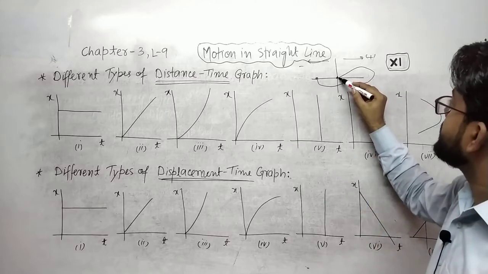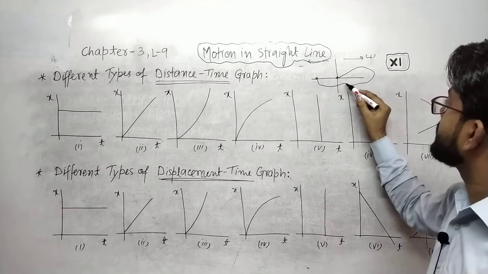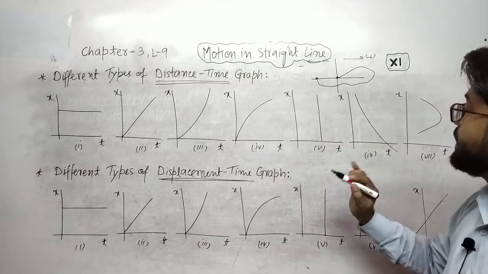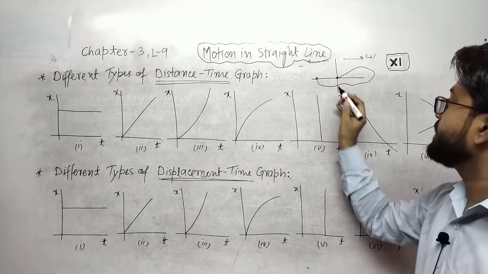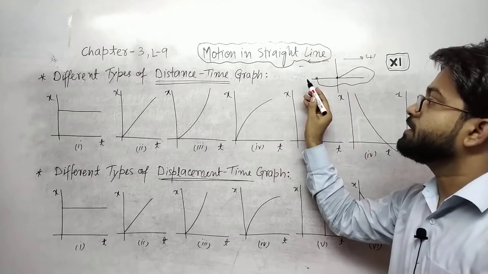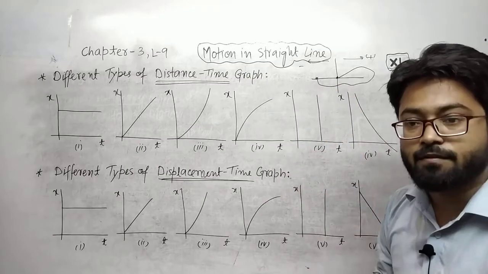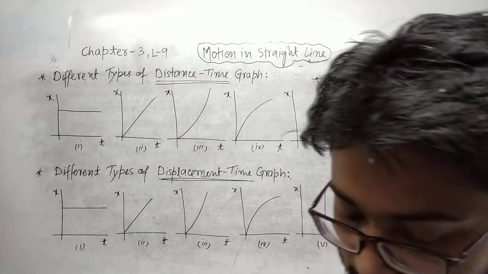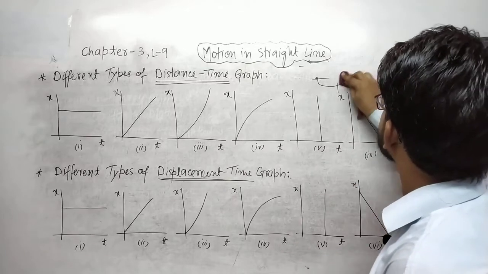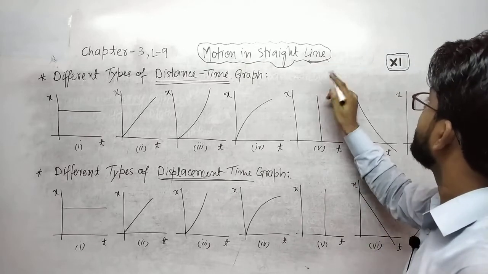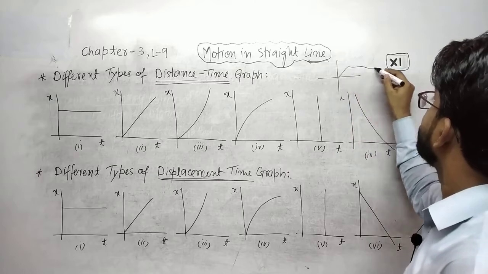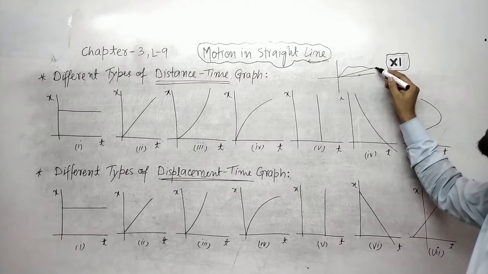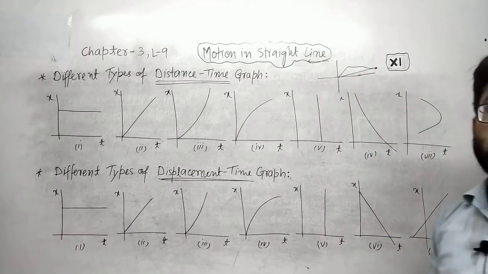The distance is the total path covered. It is positive. But if we calculate displacement, the object is going in the negative direction. That means here displacement is negative. Distance is positive, displacement is negative. But in another case, for example, the object is going like that. The distance is positive and also displacement is positive because both are in the positive direction.